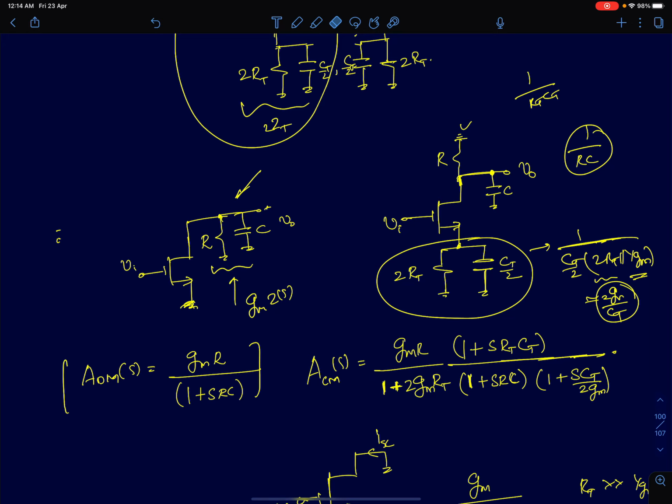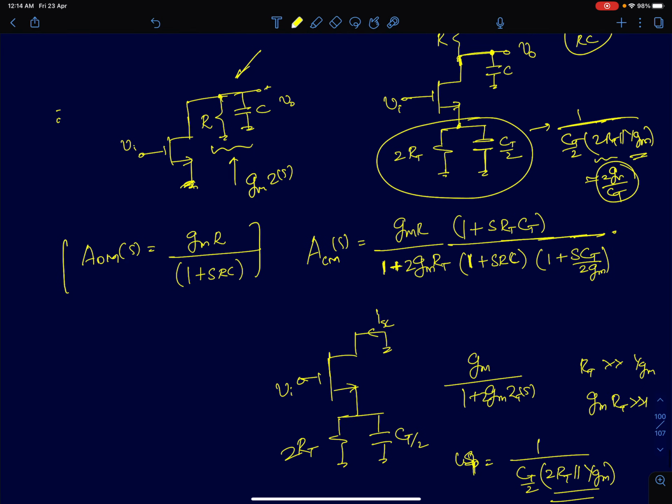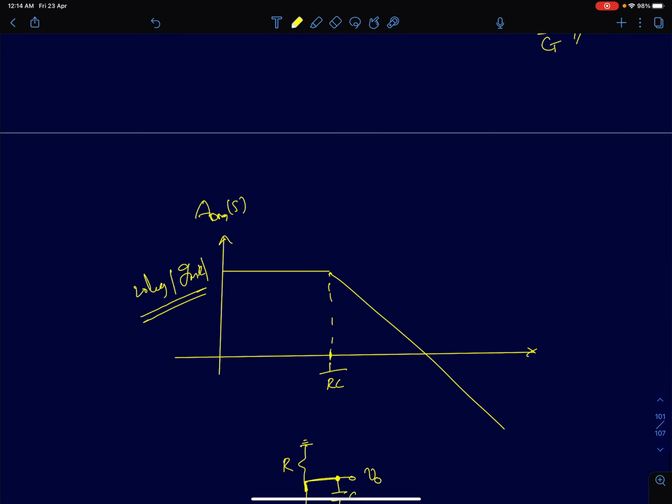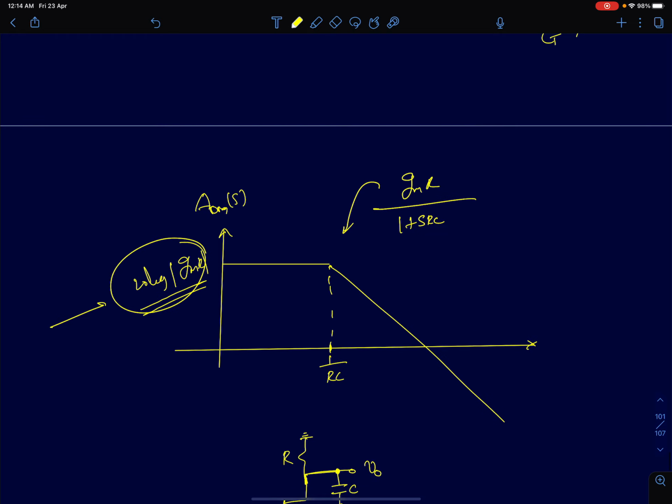Now once we have both these gains, the differential mode gain and the common mode gain, we will start drawing its Bode plots. For differential mode gain, the gain is given by GMR by (1 plus SRC). So it's a single pole system. When I plot the Bode plot for this, DC gain will be 20 log of GMR. And once it encounters the pole 1 by RC, the gain starts decreasing with a slope of minus 20 decibels per decade. Eventually at infinite frequencies it goes to 0, or minus infinity decibels.